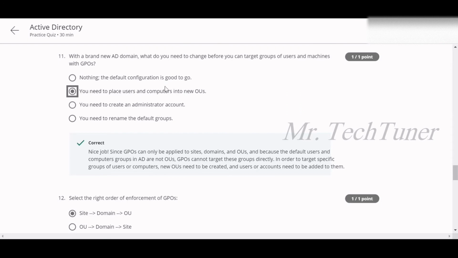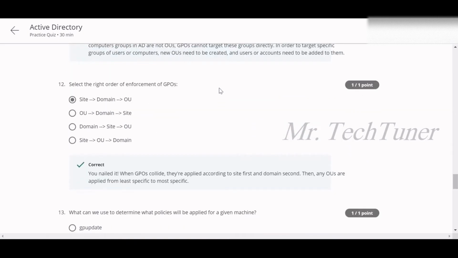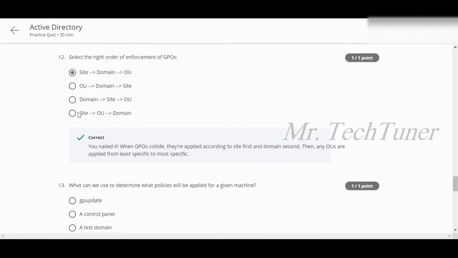You will need to place users and computers into new OUs. Okay. Number 12, select the right order of enforcement of GPOs. So basically, this is site, then domain, then OU, organizational units. First you need to build a site, then you need a domain, and then you can build your own organizational units.